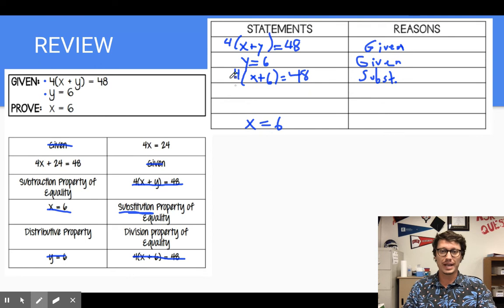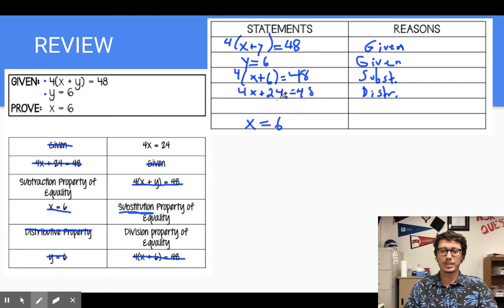Now if we have parentheses, we need to take this 4 and multiply it across, and we end up with 4x plus 24 equals 48. We see that that is one of our options. If we multiplied across these parentheses, we then used the distributive property. Distributive, and I'm going to shorten that as well to just DISTR. That's the distributive property.